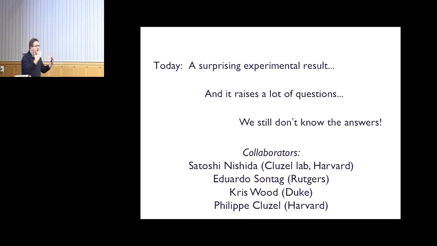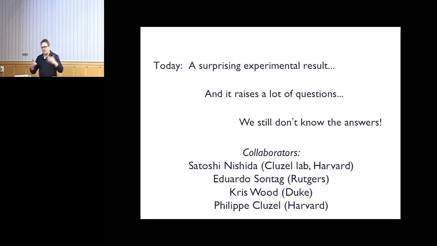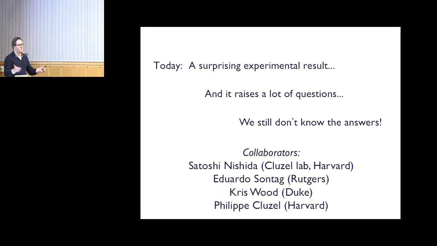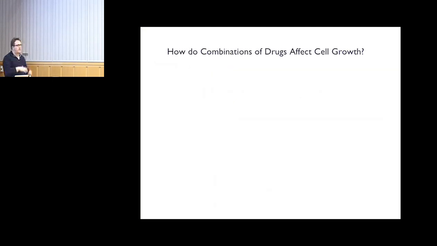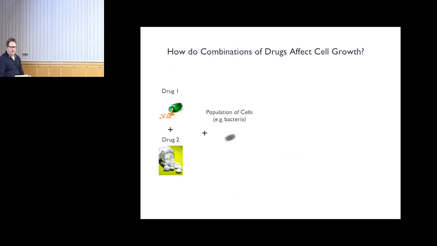So I'm going to start out by saying we still don't know the answer to this, which is one reason I chose to talk about this today. So I'm going to give you this surprising result, and then I'm going to hope that by the end of the talk you guys will solve it and hopefully have a theory paper written up about it. So the question is one that's very simple. It's how do combinations of drugs affect cell growth? So in our case, the drugs are antibiotics.